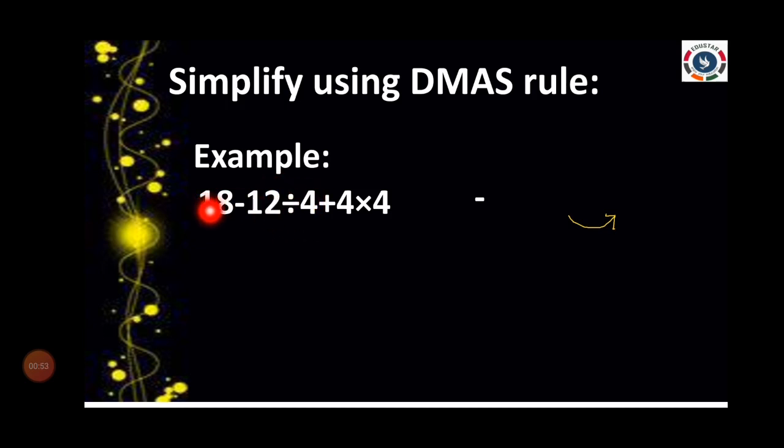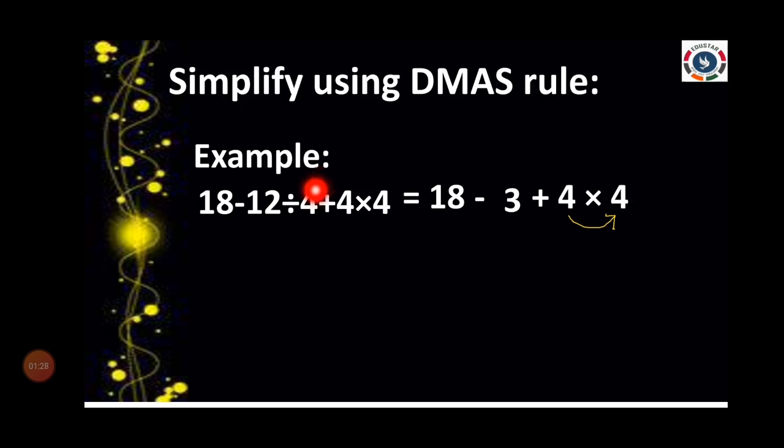The remaining numbers you have to write as they are. The first number is 18, then minus, write as it is. Then the divide symbol: already I told that we divide the 2 values first. 12 divided by 4 is 3, that we write. Then the remaining, plus 4 into 4, write as it is. So in the first step we have divided the values.